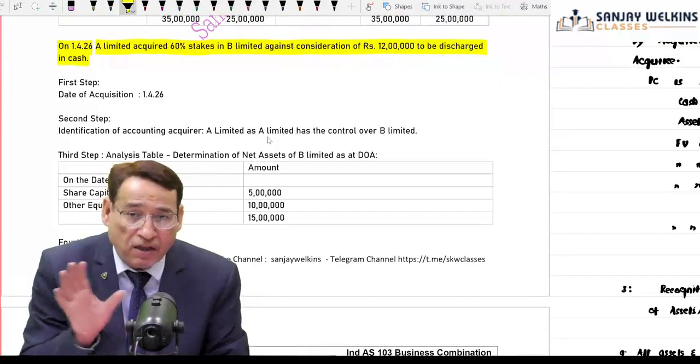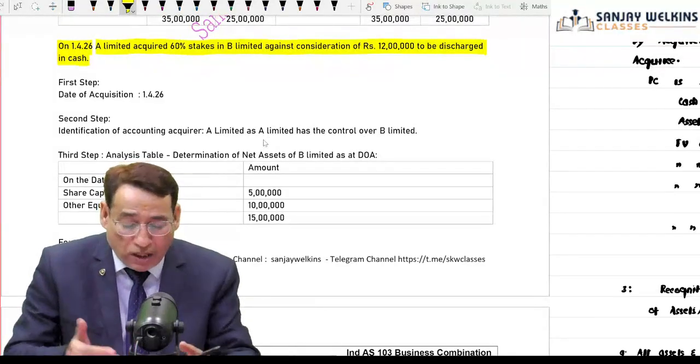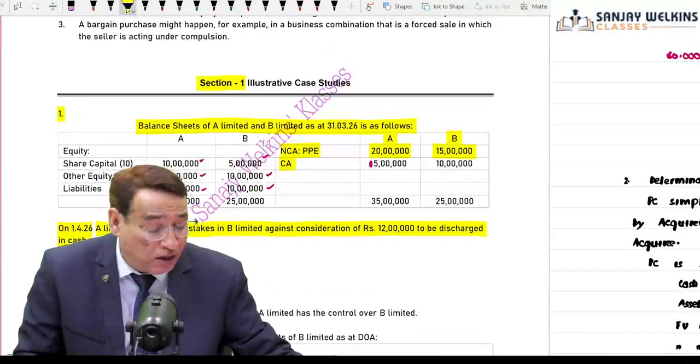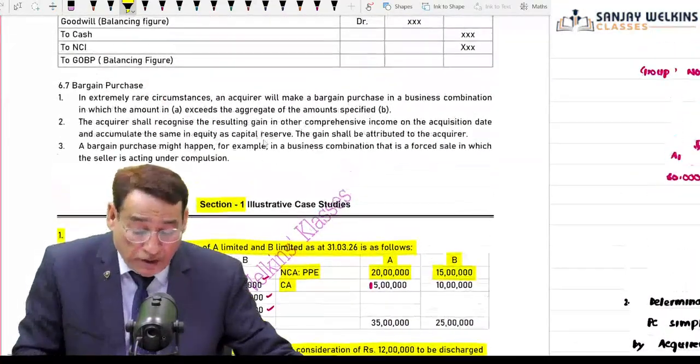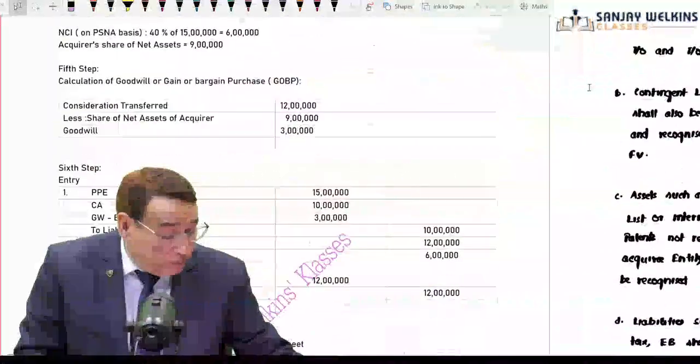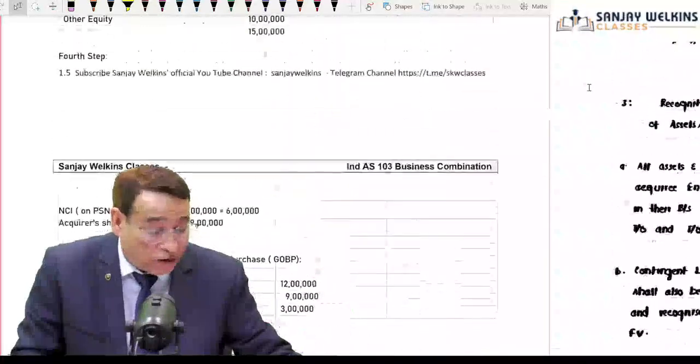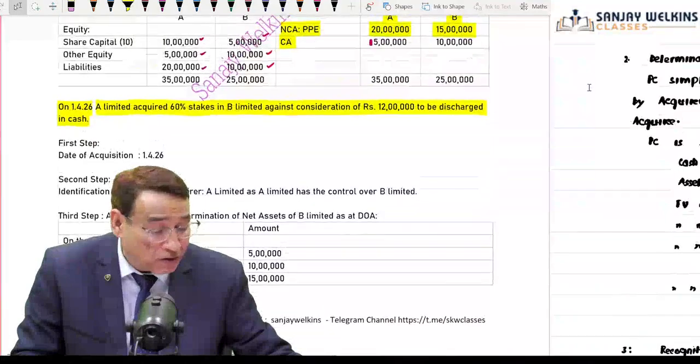So this time we are acquiring 60% stakes in B Limited and we are making a payment of 12 lakh to discharge the consideration. Although I have solved the question, I would still love you to do it in this manner, correct? I will require a bit of space, but how will I create the space? The question is this.